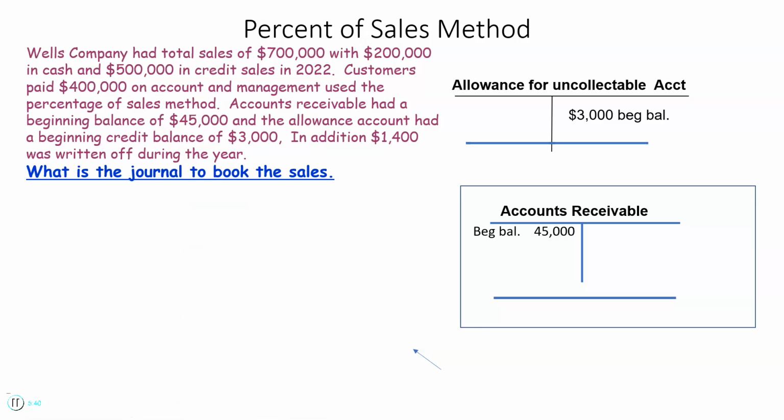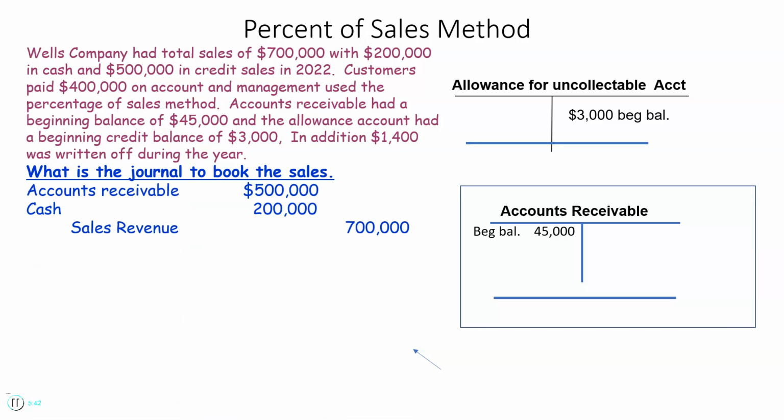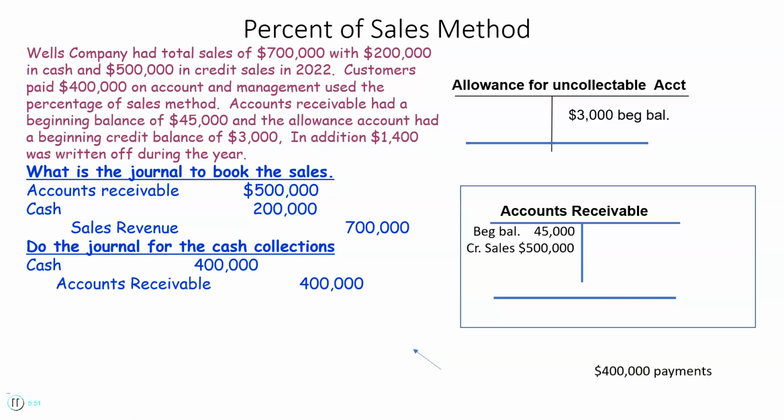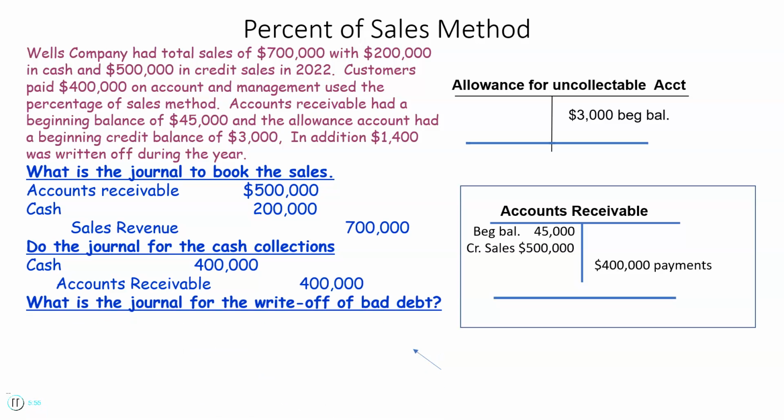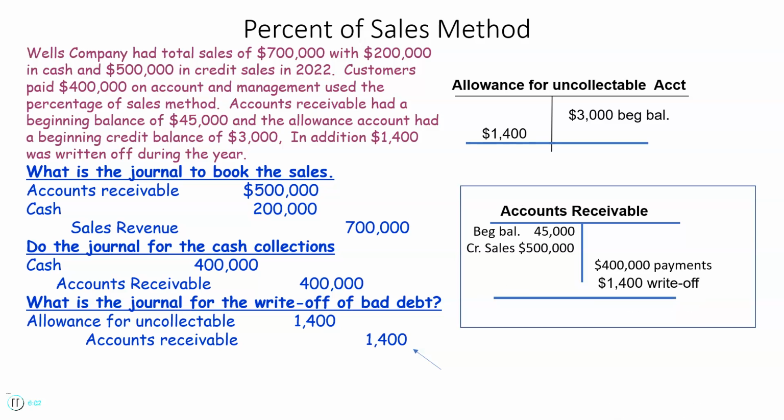So what's the journal to book the sales? Accounts receivable, cash, sales revenue. That goes to our accounts receivable. What's the journal for the cash collections? That also is going to affect our accounts receivable account. What's the journal for the write-off of the bad debt? 1,400. That's going to affect our allowance and our accounts receivable account.